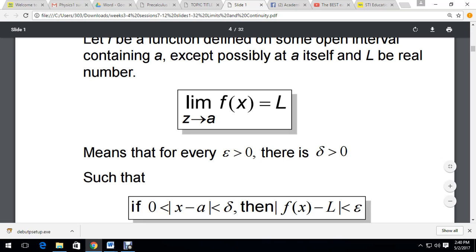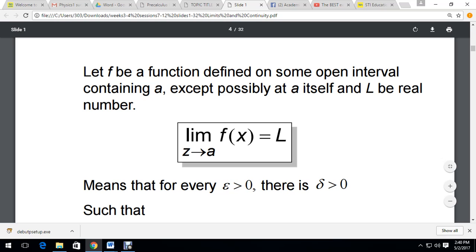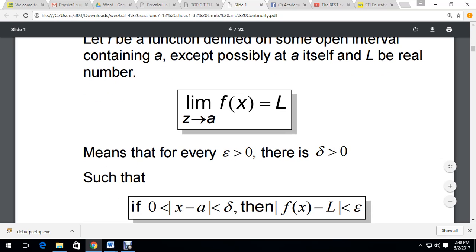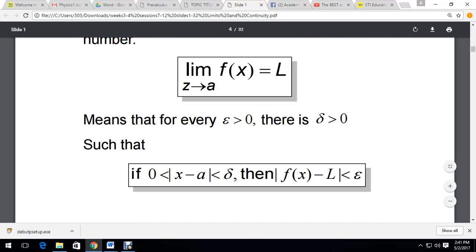Okay? So, to continue, given this definition, this means that for every positive number epsilon, this is the symbol for epsilon, there exists a number delta. Delta is also a positive number, such that if the absolute value of x minus a is greater than 0 but less than delta, then the absolute value of f of x minus L is less than epsilon.